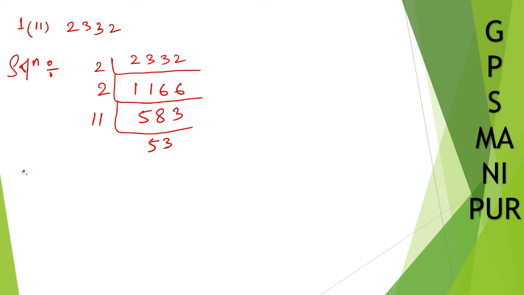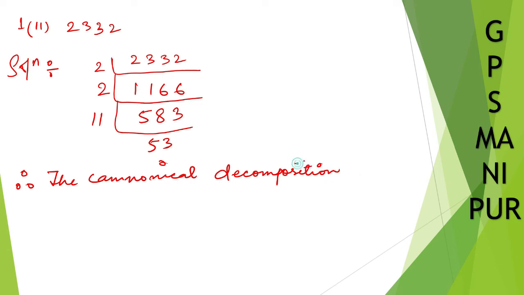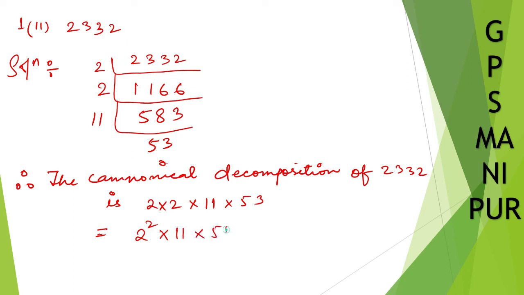So that's all. Therefore, the canonical decomposition of 2332 is 2 into 2 into 11 into 53, or we can write down like this also. 2 into 2, we can write down 2 square into 11 into 53. This is your answer. I hope the answer is correct.